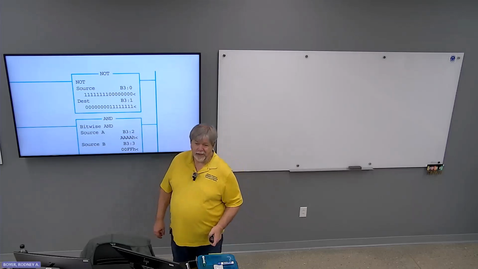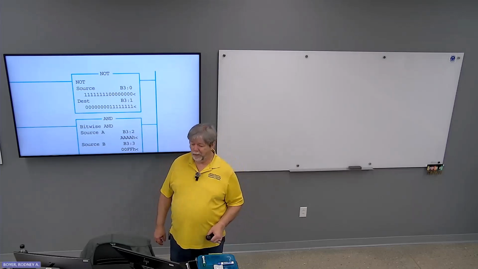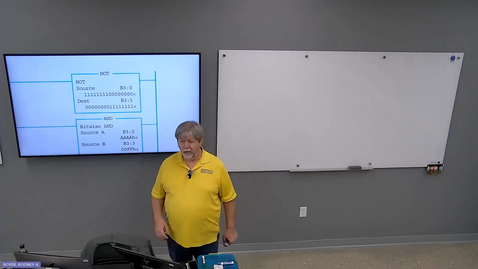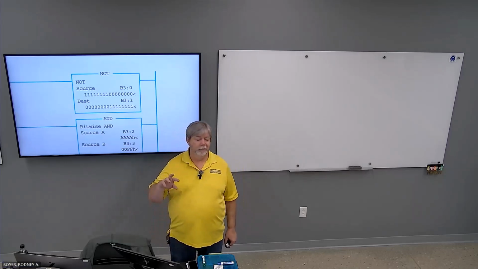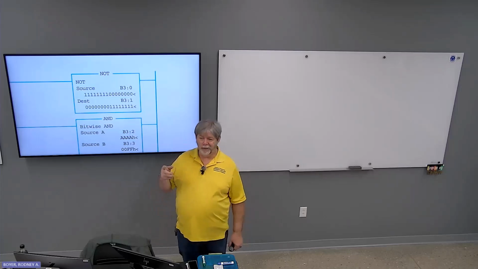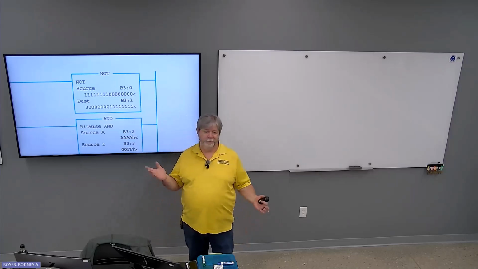NOT is the easiest one to grasp. All it does is flip the bit. So it flips a 0 to a 1 and a 1 to a 0. Okay, that's the whole thing.